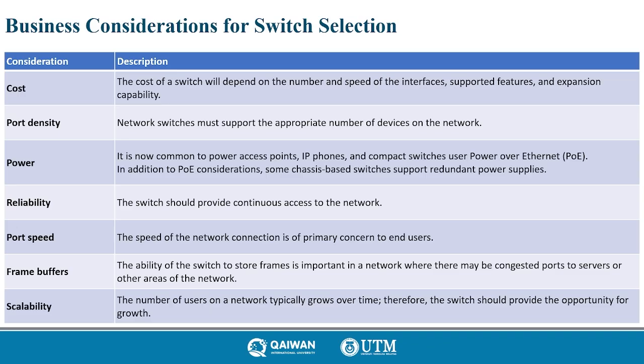Reliability: the switch should provide continuous access to the network. Port speed: sometimes you may not need 100 GB, so no need for buying it. And of course, 100 GB will come at a different cost than 10 megabits. Frame buffers: the ability to store frames is important in a network where you may have congested ports or servers or other areas of the network, so you need to take care of the frame buffers.